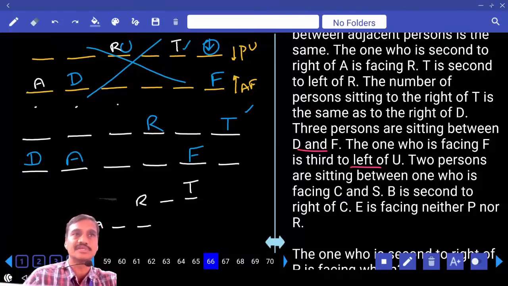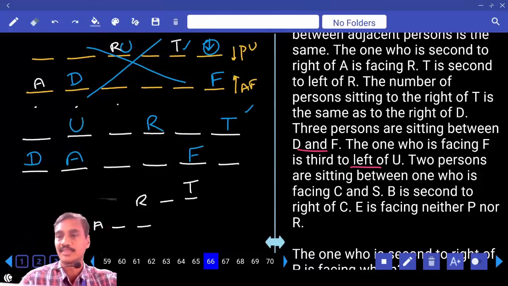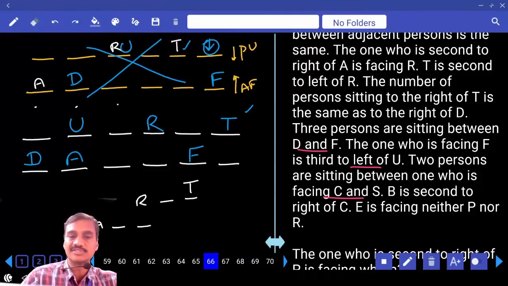Now we are left with the second case. Then the one who is facing F is seated third to the left of U. U is here. The one who is facing F is third to the left of U. And 2 persons between the one who is facing C and S. Now in between C and S there must be exactly how many people? 2 persons. Facing C and S there must be exactly 2 people.